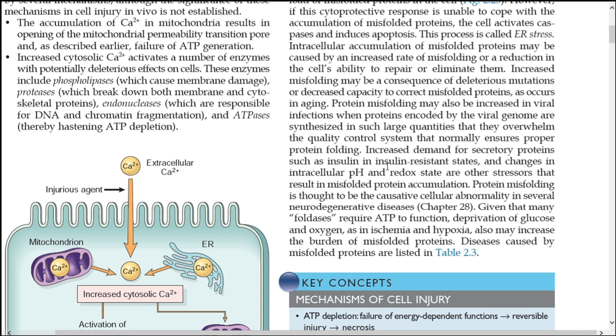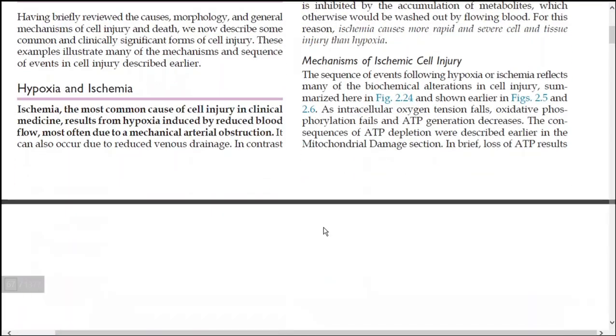Next we'll see about insulin resistant states. There is increased demand for secreted proteins. So insulin resistant states, changes in intracellular pH and redox state, or other stresses result in misfolded protein accumulation. That's very important.